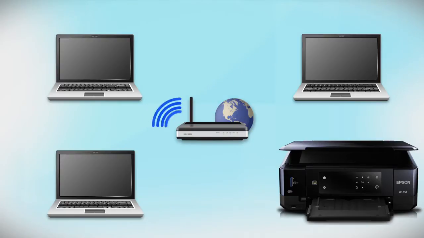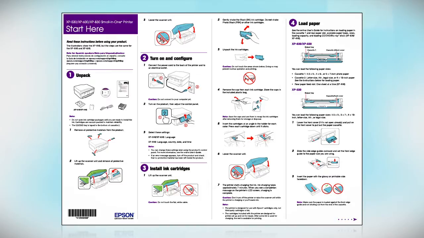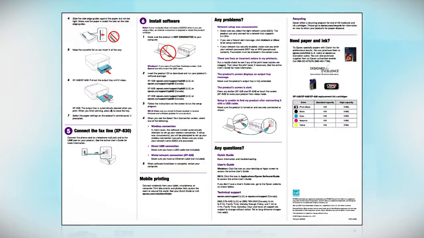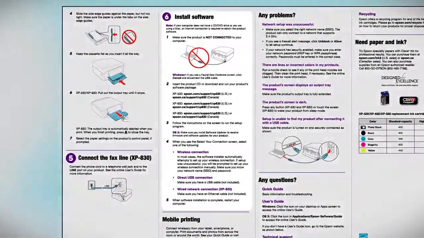Now, let's set up your Epson printer and add it to your network. When you're done, you'll be able to print wirelessly from this computer. You can add the ability to print from another computer later on. Follow the steps on the Start Here sheet. The Start Here sheet allows you to physically set up your printer. When you get here, install your printer software.